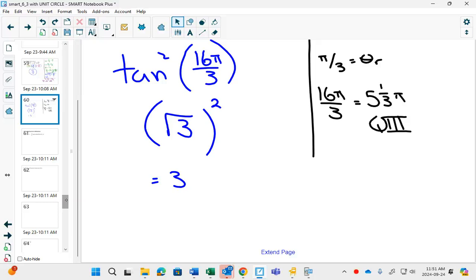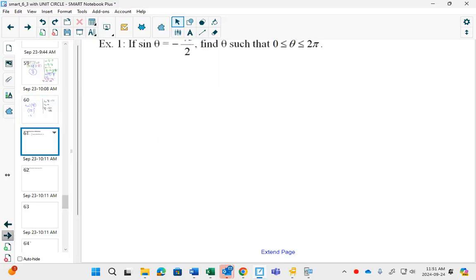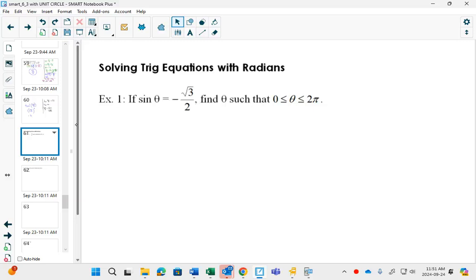All right. So this is all using your circle, using coterminal angles, and really doing a lot of mental math with our unit circle. Next thing we do is we find angles without our calculator. Okay?